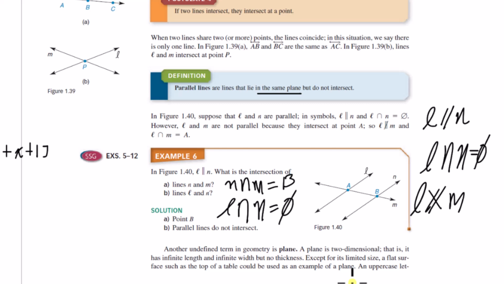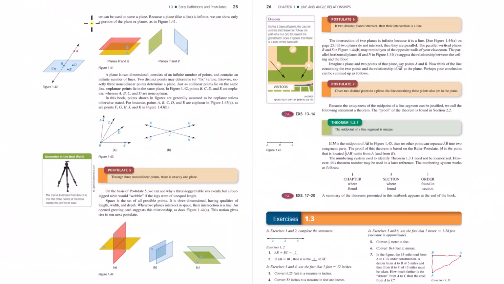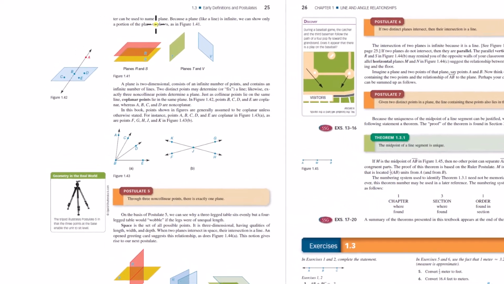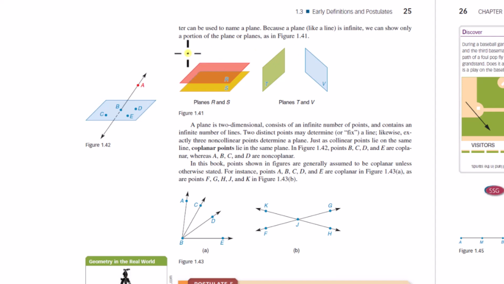But in real life, there are no perfect planes. And a postulate for a plane is that it's perfectly flat. It's a postulate because, well, what does flat mean? What exactly does flat mean, right? An uppercase letter can be used to name a plane. Because a plane, like a line, is infinite, we can show only a portion of the plane or planes.